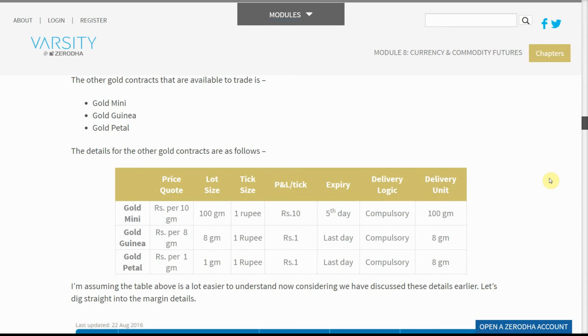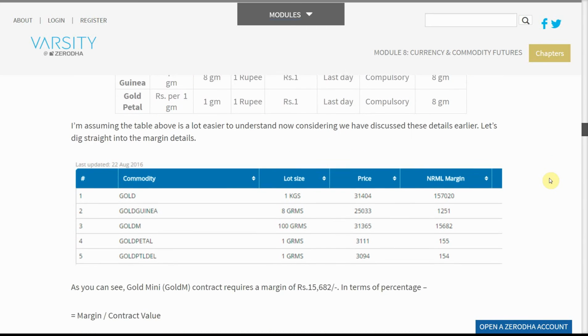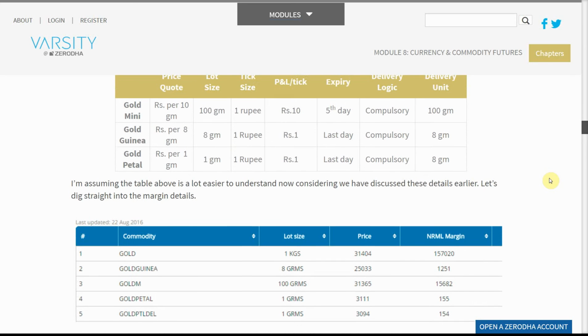Price quote, lot size, tick size, P&L per tick, expiry, delivery logic, delivery unit. Gold Mini: Rs. per 10 gm, lot size 100 gm, tick size 1 rupee, P&L per tick 10 rupees, expiry 5th day, delivery compulsory, delivery unit 100 gm. Gold Guinea: Rs. per 8 gm, lot size 8 gm, tick size 1 rupee, expiry last day, delivery compulsory, delivery unit 8 gm. Gold Petal: Rs. per 1 gm, lot size 1 gm, tick size 1 rupee, expiry last day, delivery compulsory, delivery unit 8 gm. I'm assuming the table above is a lot easier to understand now, considering we have discussed these details earlier. Let's dig straight into the margin details.